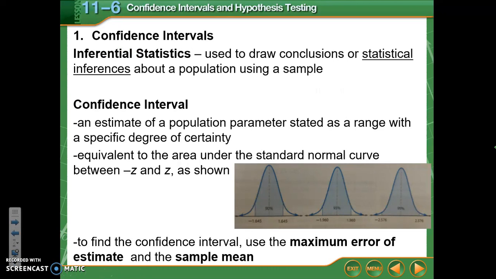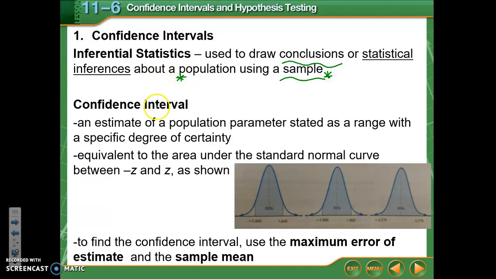All right, so we're going to start with confidence intervals, okay? We use confidence intervals in something called inferential statistics. Basically, inferential statistics are statistics that we use to draw conclusions, or another way to say that is statistical inferences. We're inferring something about a population using a sample. So we've talked in this chapter about samples. If you can't test a whole population, you test the sample. But then what I can do is use statistics, specifically inferential statistics, to take my information from the sample and make inferences or conclusions about the whole population.